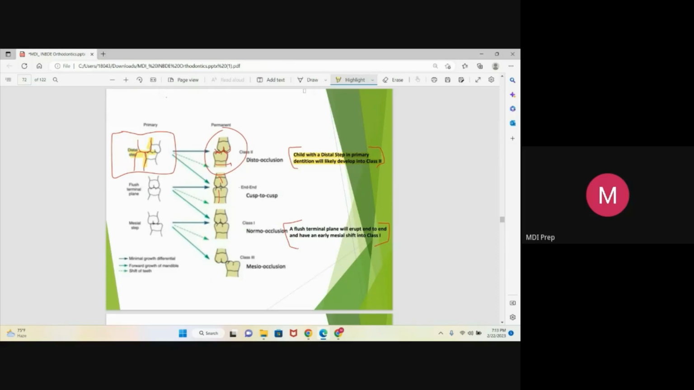We're then going to go to our next key takeaway, and then we'll leave it at that, just because that's the only thing they like to test on in regards to these things, and I don't want to confuse you guys too much. The next key takeaway is going to focus on this second relationship here, and this is our flush terminal plane. Again, flush and flush. As these permanent first molars erupt, we're going to have one right here and one right here.